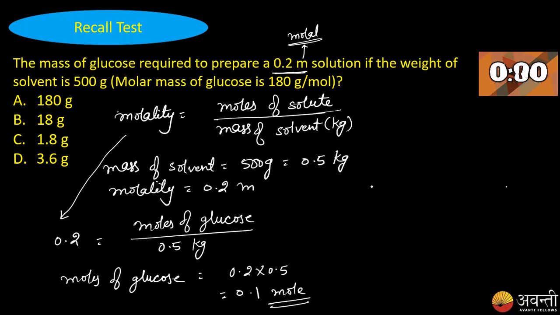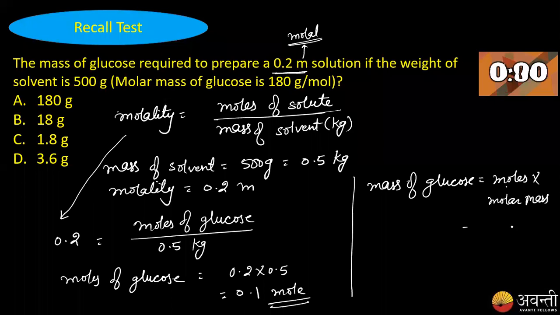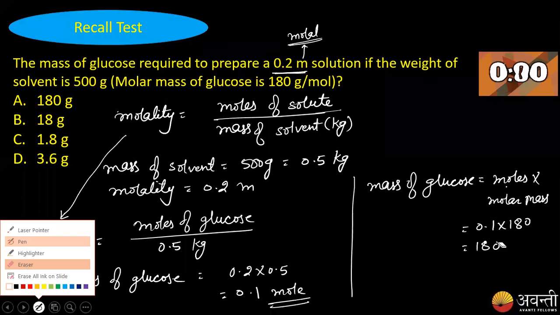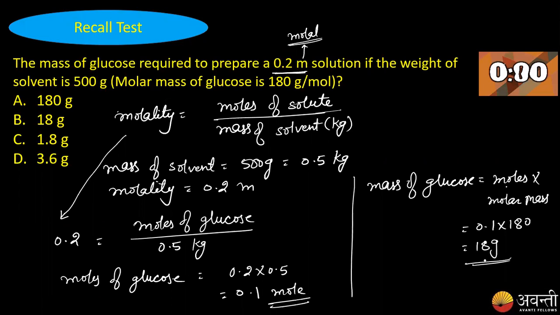We have to calculate the mass of glucose. So mass of glucose is basically moles into molar mass, which will be 0.1 into 180, which is equal to 18 gram. So the mass of glucose required to prepare 0.2 molal solution of glucose is 18 gram. Hence the correct answer is option D.